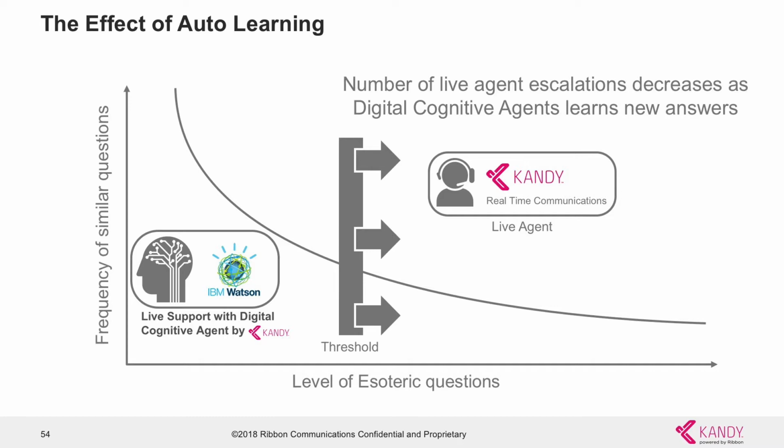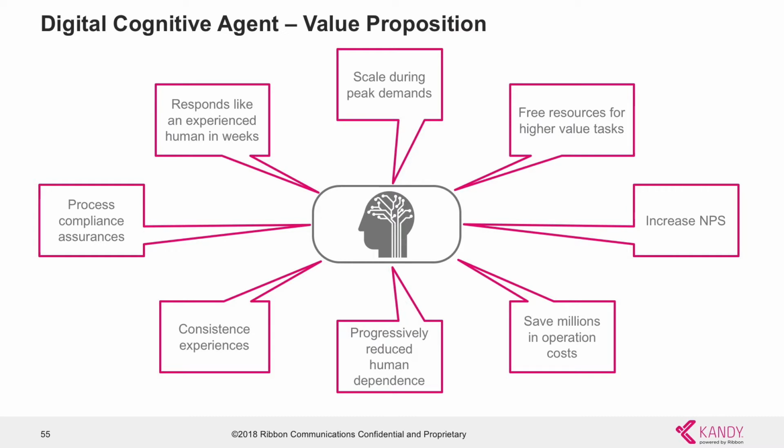So all the simple or routine questions are going to be answered automatically by the bot, and all the more esoteric or rare questions are going to be answered by a human, helping the business to focus their resources on the complicated tasks and specialize their workforce, optimizing their contact center or their support personnel resources. The value proposition of Live Support's digital cognitive agent is very wide.